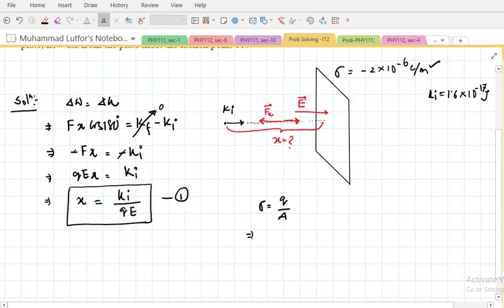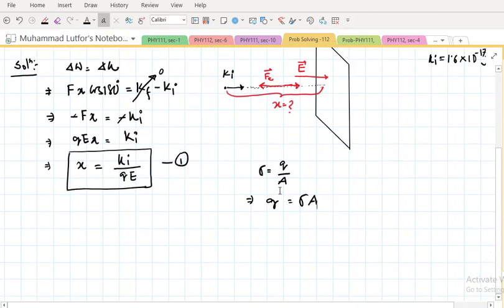Then we can say that the total charge would be basically Q into A. Now if we want to find out the electric field for this metal plate, we have to use Gauss's law. So what is Gauss's law? We're going to use that Gauss's law.